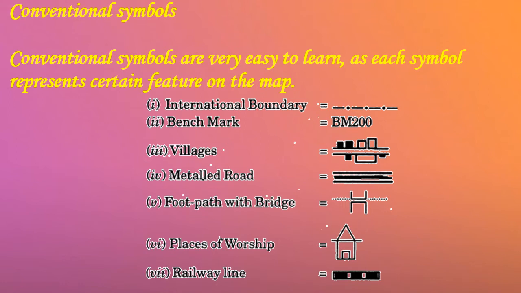For example, if you can see here, international boundary, benchmark, villages, footpath with a bridge, places of worship, railway line, all these features are represented with the particular symbol that you can see on the right side. So conventional symbols are signs and symbols that help us to read a map in a much easier and clearer way. Let's look at the next image.